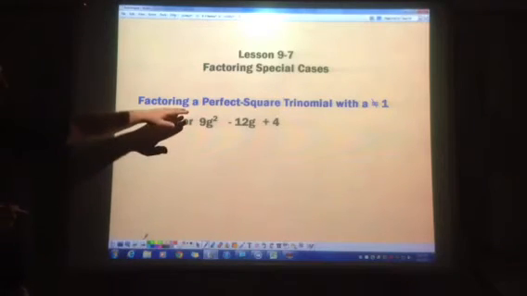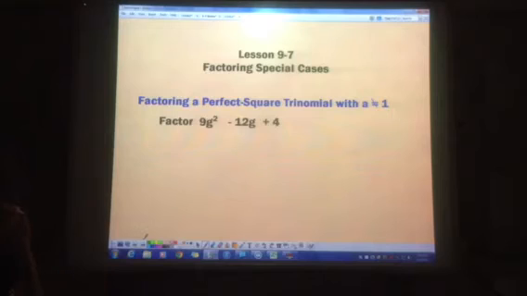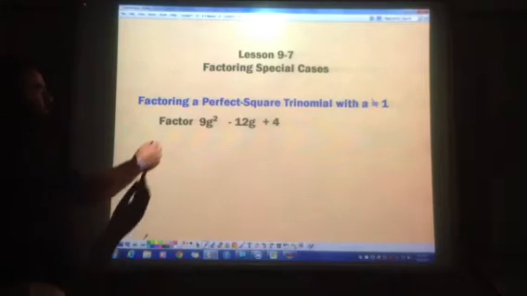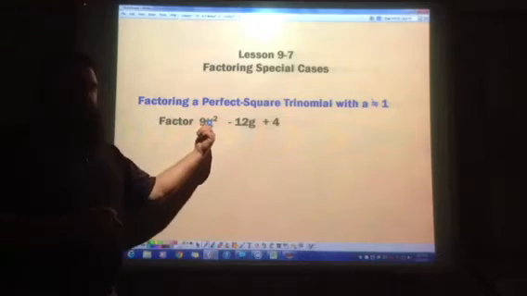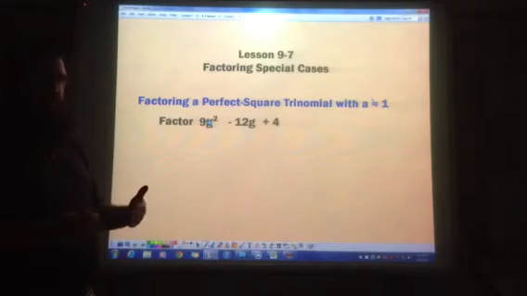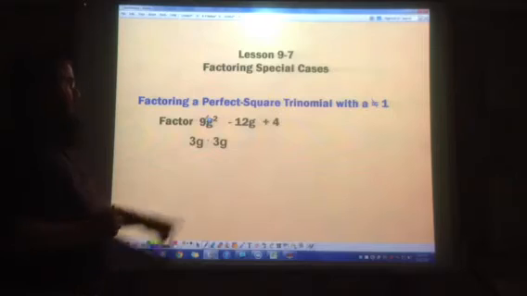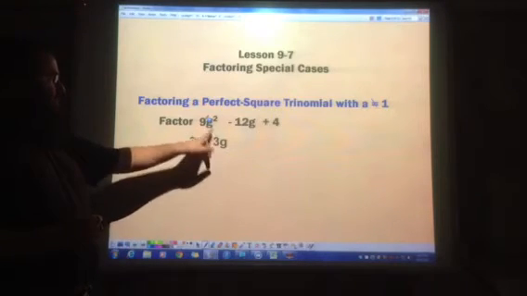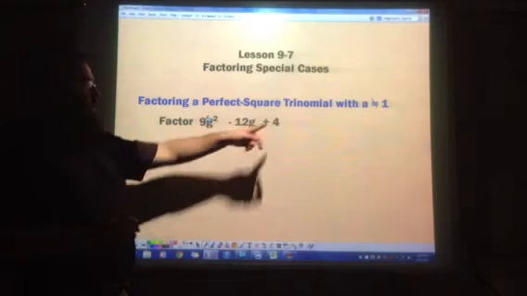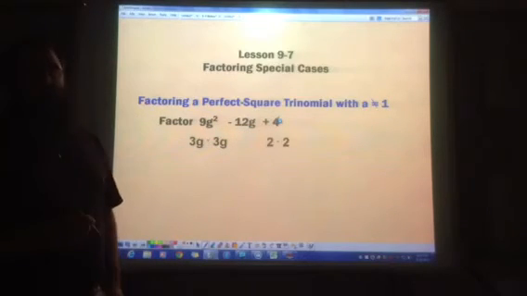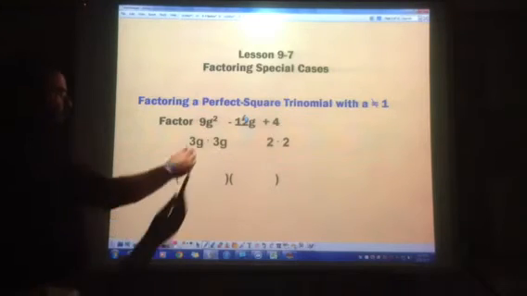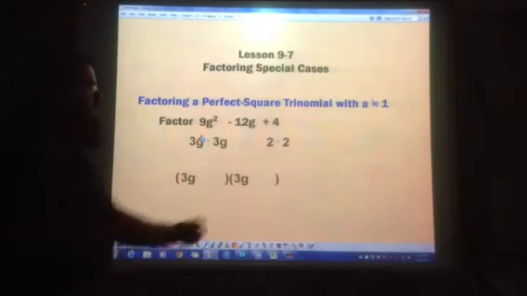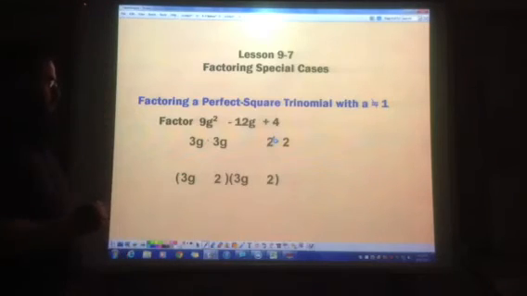Again, another example for a perfect square trinomial with a not equal to 1. 9g squared minus 12g plus 4. 9g squared. The g's would break down to g times g. 9 would be 3 times 3. So together, 3g times 3g would give you 9g squared. 4, that would be 2 times 2. And then, to break that up into the two binomials, you're going to have 3g in the first spot, 2 in the second spot. What about your signs?